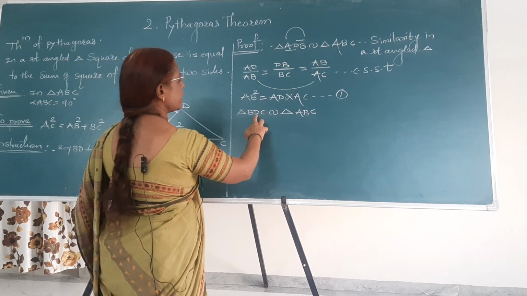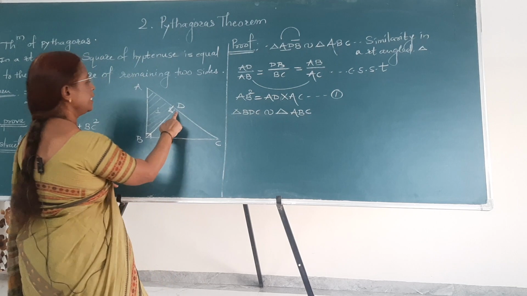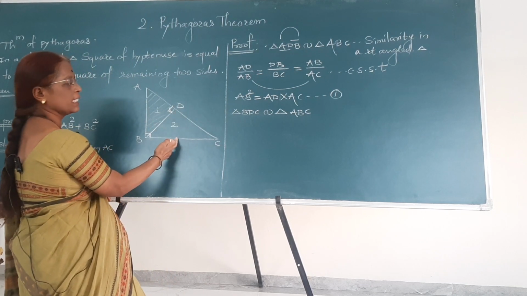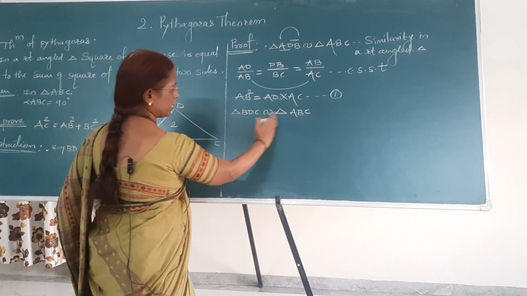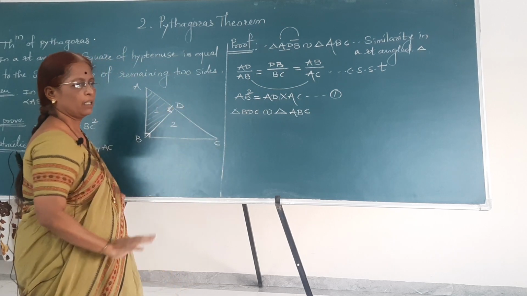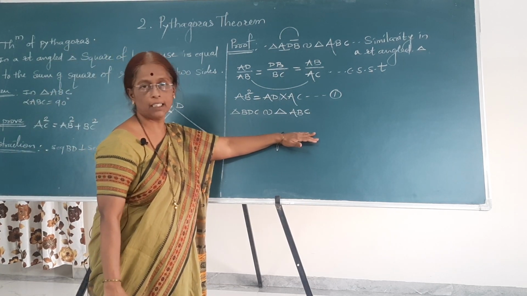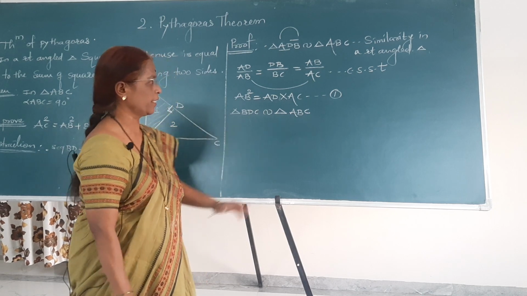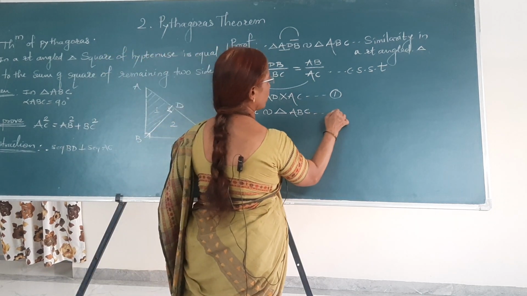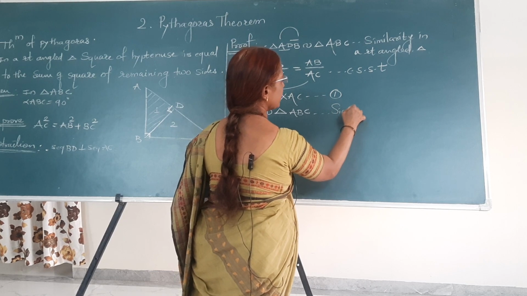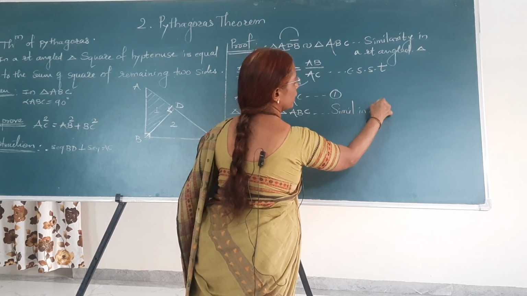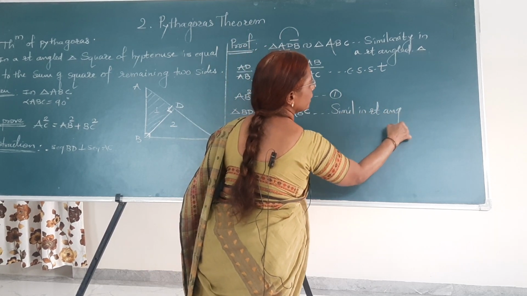See children, angle D is 90, angle B is 90. D is 90 degrees here and angle B is 90 in the original, and angle C to angle C is common. How we studied in the similarity in a right angled triangle. So it is a correct equation, and the support is the same: similarity in right angled triangle.